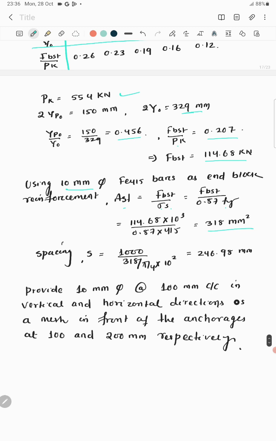And the spacing to accommodate these reinforcing bars of area 318 mm square can be calculated for 1 meter width, that is equal to 1000 divided by 318 divided by pi by 4 into d square, that is 246.98 mm. So let's provide 10 mm diameter bar at 100 mm center to center spacing in vertical and horizontal direction as a mesh in front of the anchorages at 100 and 200 mm respectively.